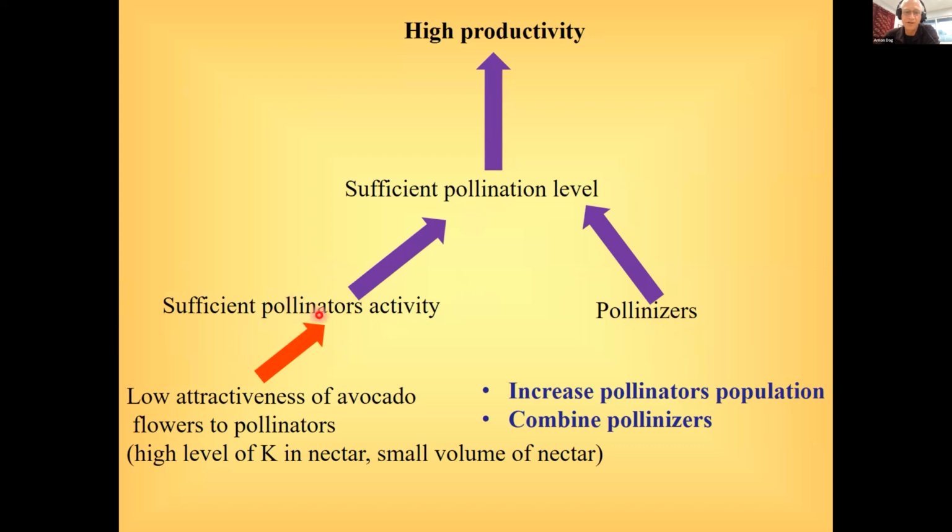The problem with sufficient pollinator activity is the low attractiveness of the avocado flower to pollinators. We know that one of the reasons is the high level of potassium in the nectar, which repels insects from visiting the flower, and the relatively small volume of nectar in Hass flowers. There are other pollinizers that have a higher level of nectar, and they are more attractive to bees in comparison to Hass. So what the grower can do is increase the pollinator population, manage pollinators or wild pollinators, and combine pollinizers in the orchard in order to improve pollination.